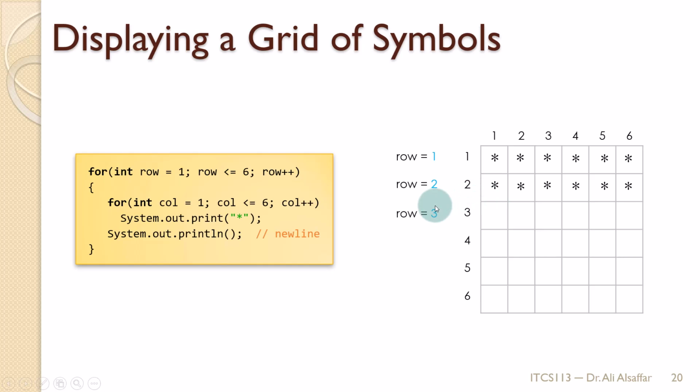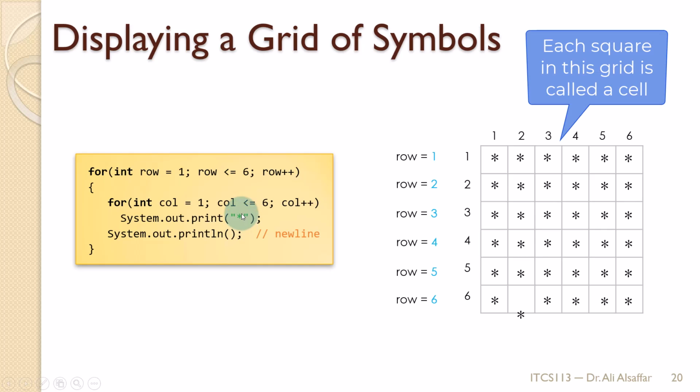Now, for the third iteration of the outer loop, it is going to display the third row. And for the fourth iteration of the outer loop, when row is equal to 4, it's going to print row number 4. And when row is equal to 5, then the inner loop will print all asterisks on row 5. And last, when row is equal to 6, which is the last iteration for the outer loop, then the inner loop will print all asterisks on each column, and this is how it's going to work. So as you notice, this inner loop is printing row by row, and it is printing only one shape, which is the asterisk.